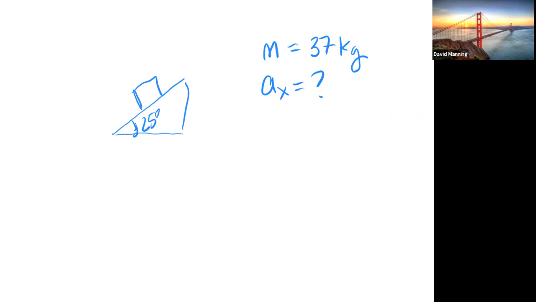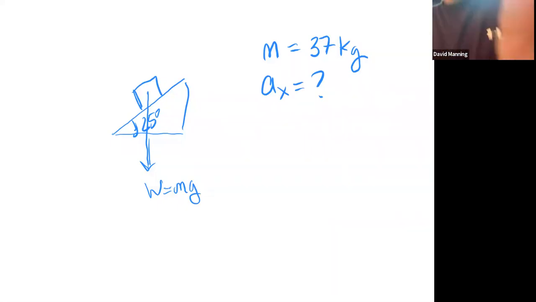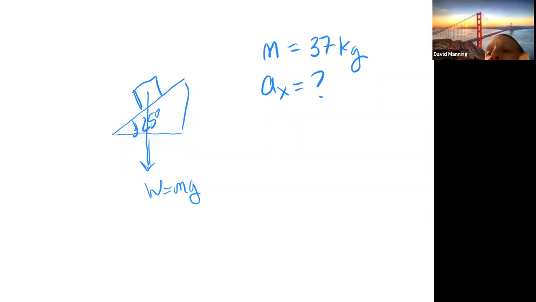All right, ready? So we have our object here. This object is going to have a weight, remember, a weight coming down, and that weight is equal to mg. So the weight of our object has two components. It has an x component and a y component. So it's going to have Wx and Wy. Those are our two components.